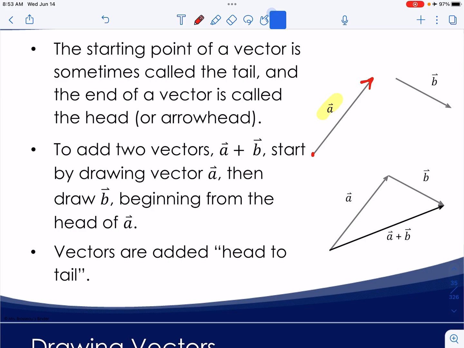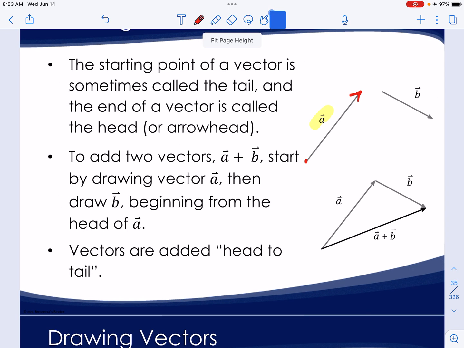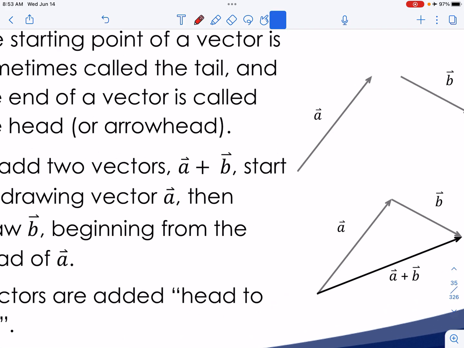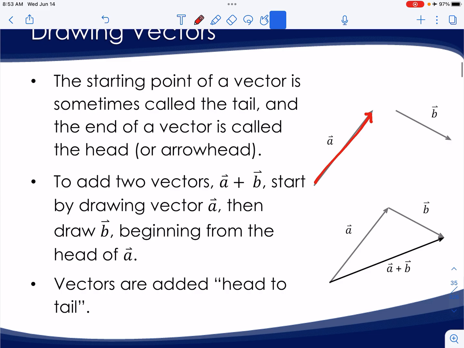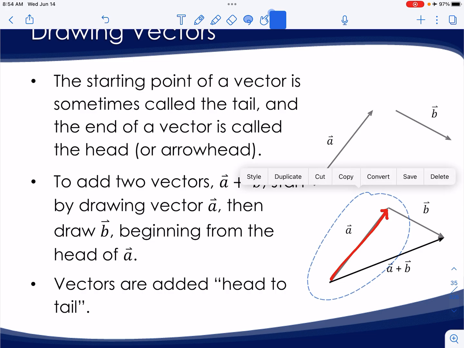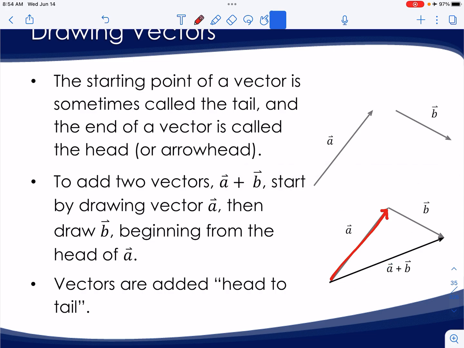Okay, to add two vectors, if we wanted to add vector A and vector B, you start by drawing vector A, then draw vector B, beginning from the head of A. So let's try this out. I'm just going to trace over my vector A like this, and I wanted to add vector A plus vector B. There's vector B right here.